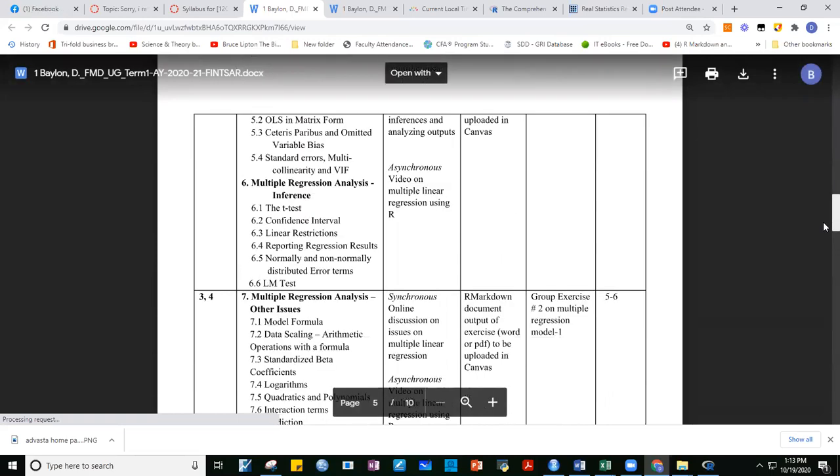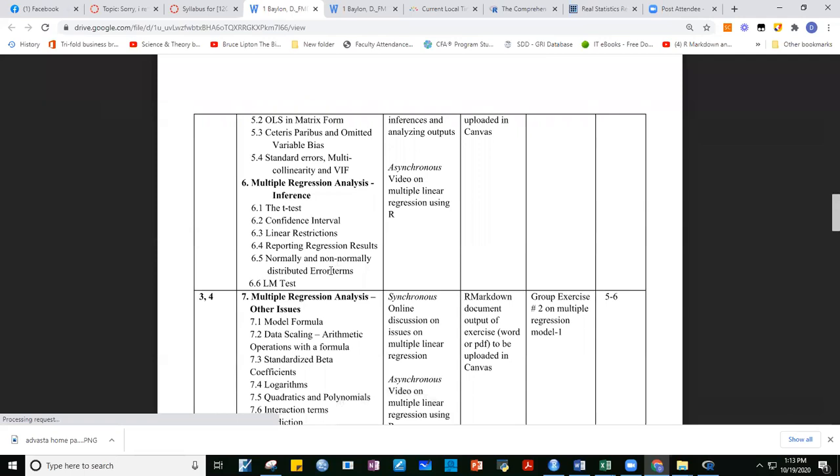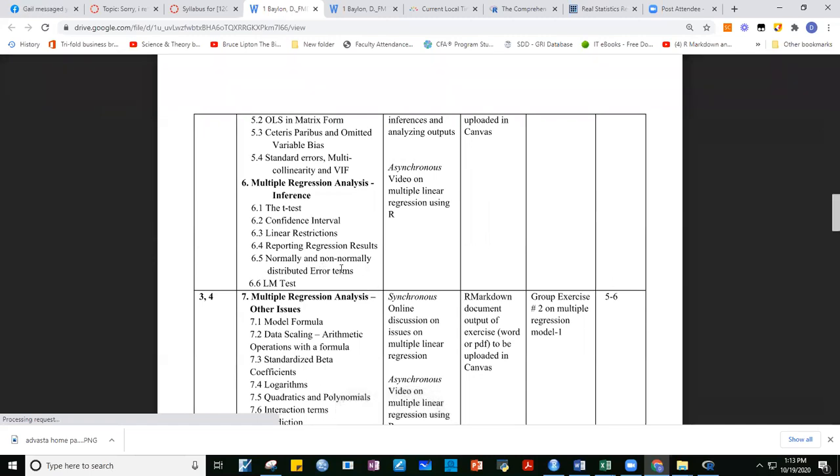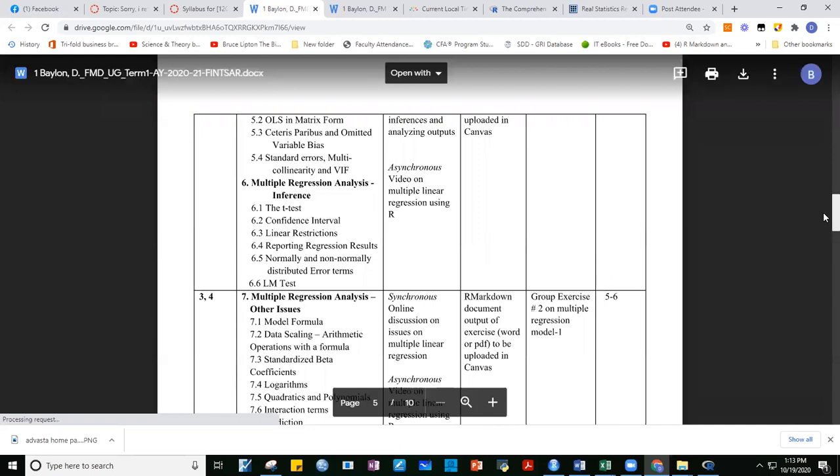Part of multiple regression analysis, this is just a continuation. We're going to look at the statistical tests for each of the individual parameters. We're going to look at the confidence interval. And then we're going to test the normality, whether your residuals are normally distributed or not. We're going to do the normality and non-normality test using the LM test in R.